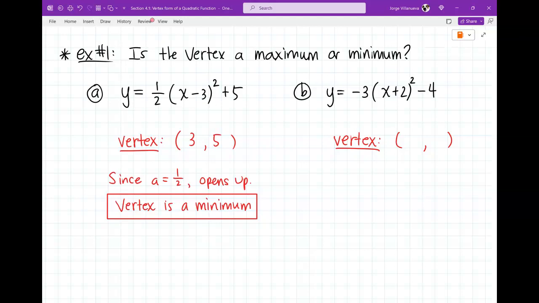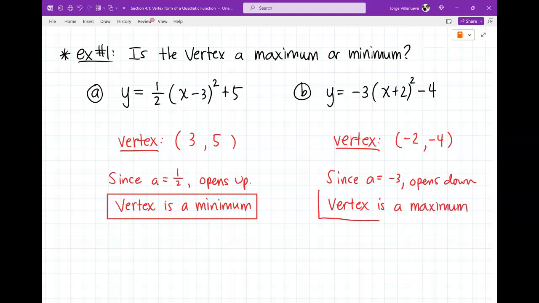All right, so what about part B? What's my vertex for part B? All right, -2, -4. All right. And is this vertex a maximum or a minimum? It is a max because a is negative, right? So I'm just going to write since a is -3, it opens down. Again, not something you have to write. I'm just putting that for note purposes. So vertex is a maximum.